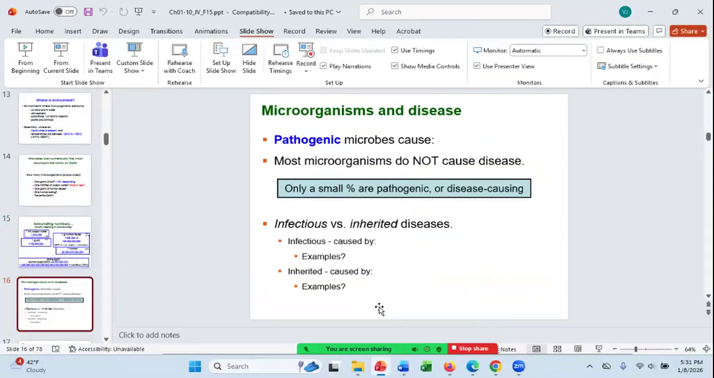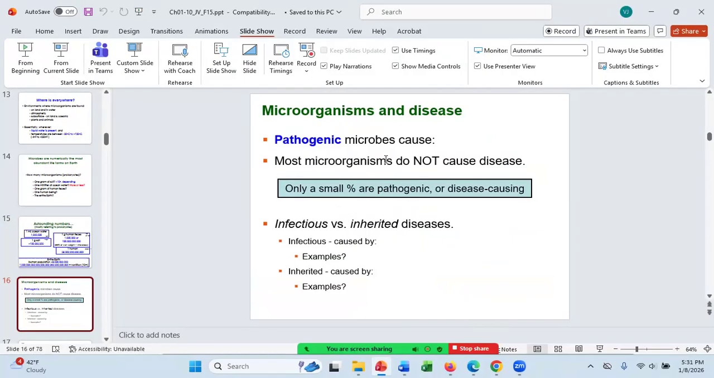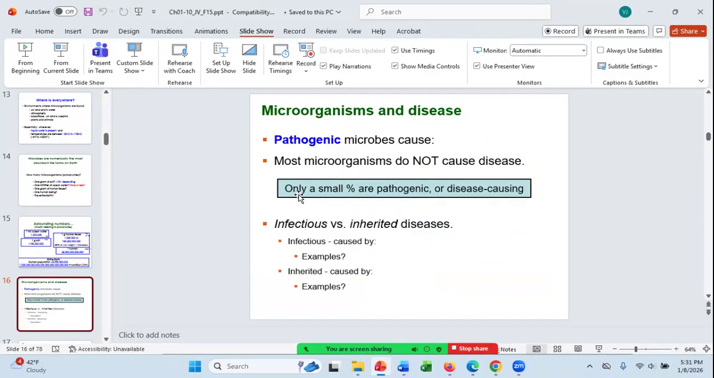Microorganisms can cause disease. If they do cause disease, we call them a pathogenic microbe. So a pathogenic microbe is a microorganism that can cause disease. You should come to realize that most microorganisms do not cause disease. Only a small percentage of all microorganisms are pathogenic or disease causing. Any question about any of that?